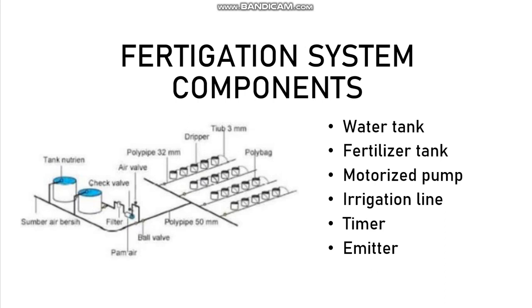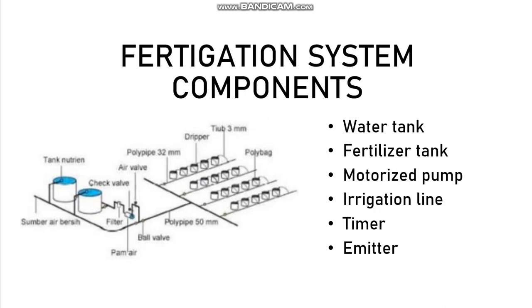Fertigation system components. The components of the system vary depending on the preference of the user, but the essential component that needs to be installed into the system is the water tank. The water tank is the water supply to the system, and water is the medium to distribute fertilizer throughout the crops of the farm. The fertilizer tank supplies fertilizer that will be mixed with the water.